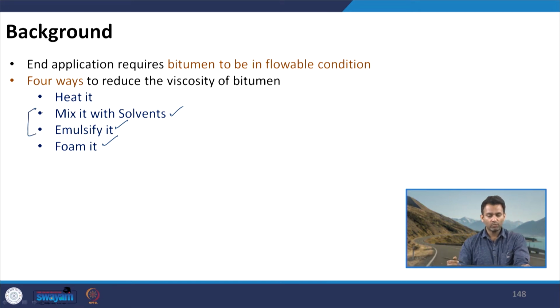The first one is mixing it with solvents, which basically produces a cutback bitumen, and the next is emulsification of bitumen. We will start with bitumen emulsion, and we will finally talk about cutback bitumen. There is a specific reason why I have chosen this order of discussing bitumen emulsion first and then cutback bitumen, and I will try to explain that during this lecture.